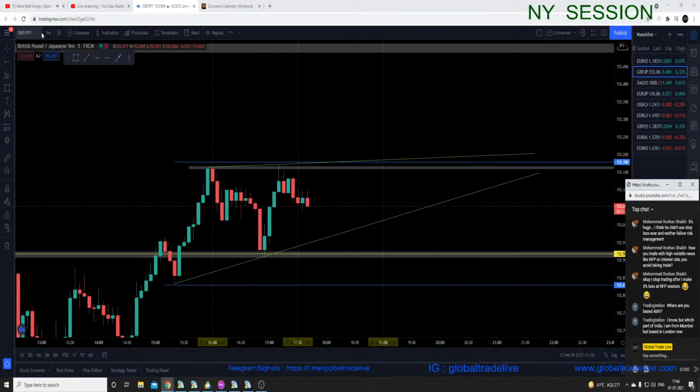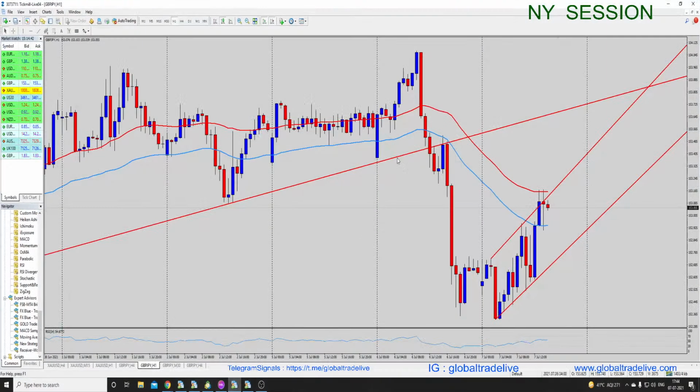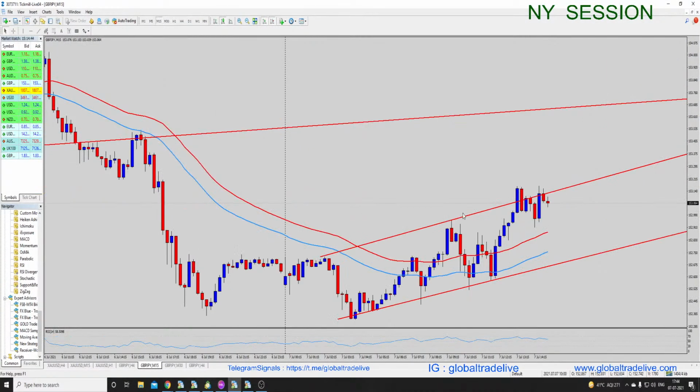The 15-minute candle is about to close here. Let's see. 15 minutes. Okay.